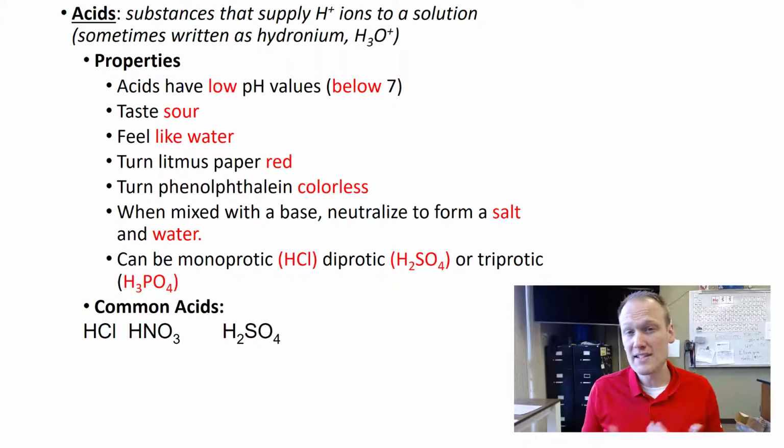We can determine if something's an acid or a base using indicators like litmus paper and phenolphthalein. Acids will turn litmus paper red and will stay clear in the presence of phenolphthalein. If you mix acid and base together, you'll form a neutral solution with water and a salt. That salt will come from the anion of the acid and the cation of the base. And finally, acids can be monoprotic, diprotic, or triprotic based on how many hydrogens are present. Common acids are hydrochloric, nitric, and sulfuric, which can be seen here at the bottom of this slide.